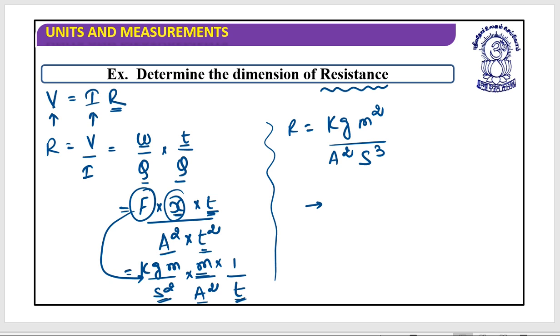Now write down the dimensional formula of this. What would be the dimensional formula? This is M to the power 1, meter square is L to the power 2, and ampere square and second cube are on the inverse side, so T to the power minus 3 and A to the power minus 2. Is it clear? Let's move on.